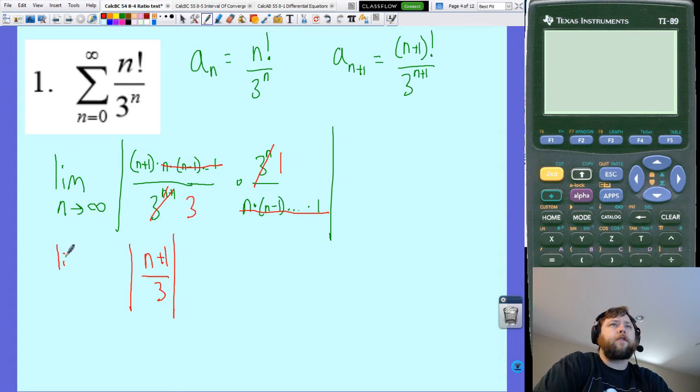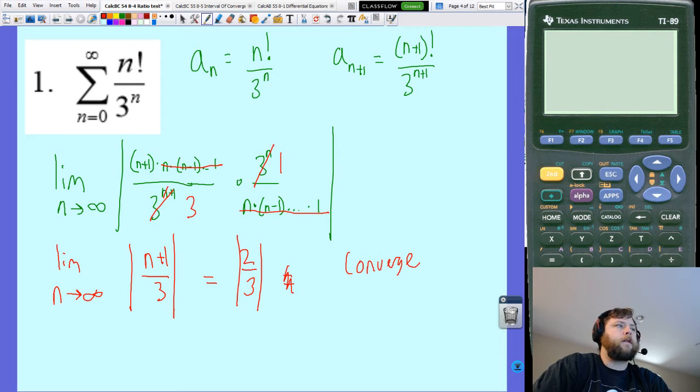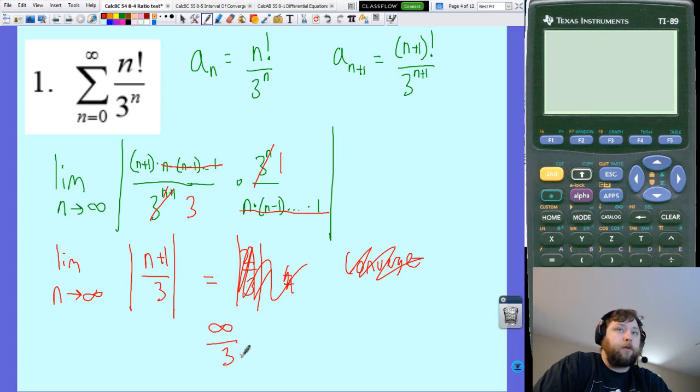And n plus 1 over 3 as the limit as n approaches infinity would be, the absolute value would be 2 over 3, which is going to be less than 1. So this is going to converge. Yeah, no, it doesn't converge. This is not 2 plus 1. Oops, you're adding infinity. Why was I thinking 2? So infinity plus 1 over 3 is just the equivalent of infinity over 3, which goes to infinity, which is going to diverge. I won't edit that.